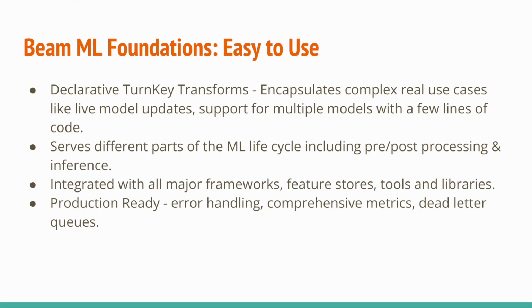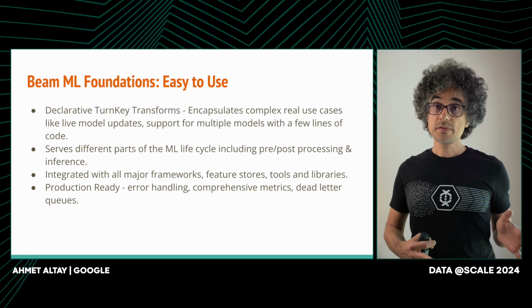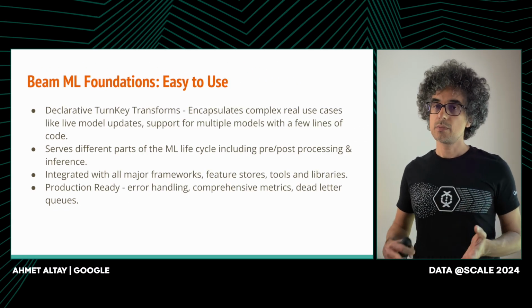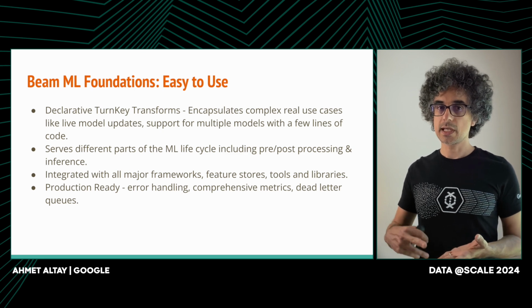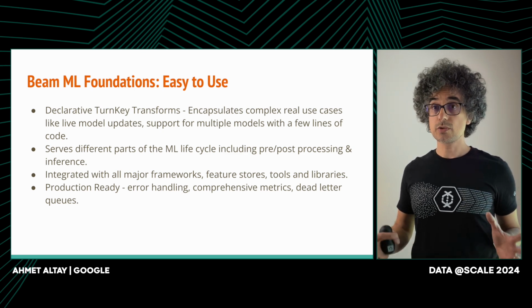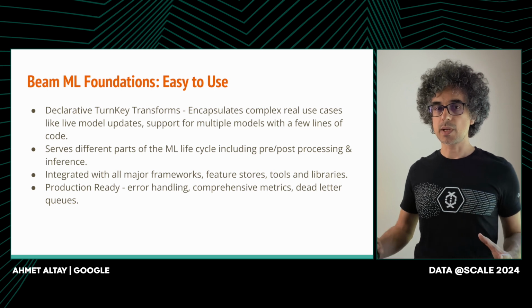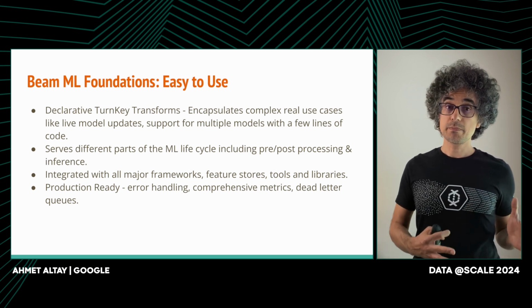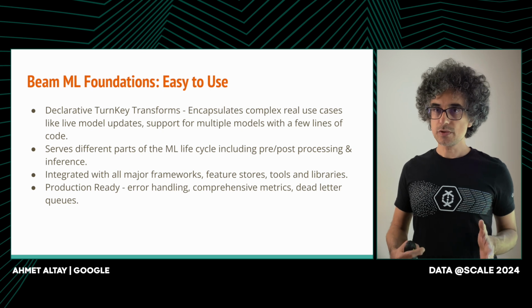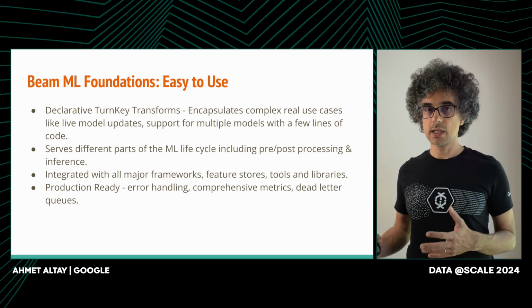To wrap up all of this, BeamML is easy to use, and why? The reason is we offer declarative turnkey transforms. These transforms encapsulate really complex use cases like live model updates and support for multiple models with a few lines of code. It serves different parts of the ML lifecycle: pre-processing, post-processing, and inference. It also allows you to combine all of these aspects in simpler pipelines. It integrates with all major frameworks, feature stores, tools, and libraries.